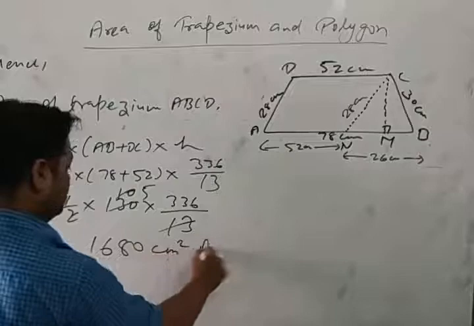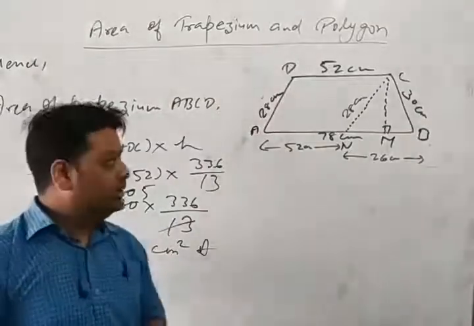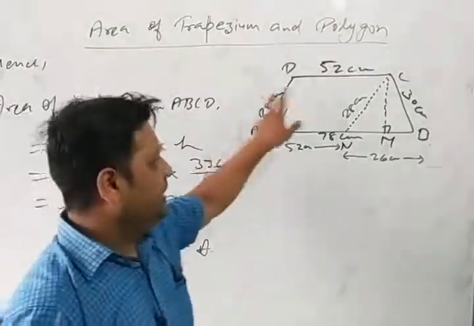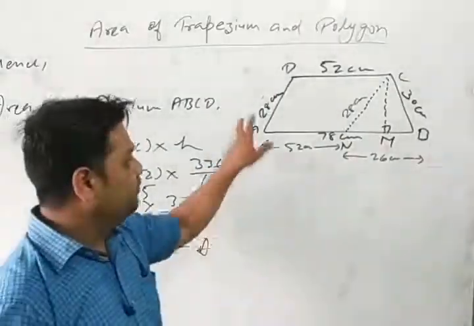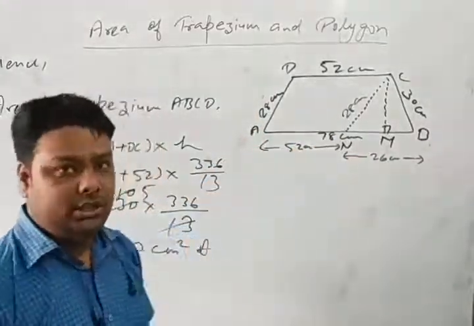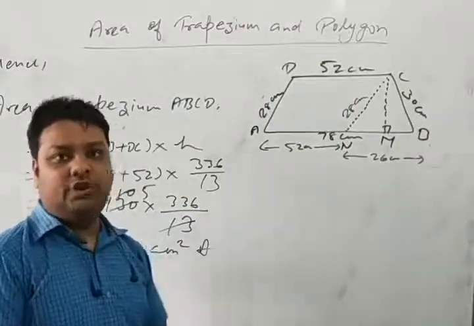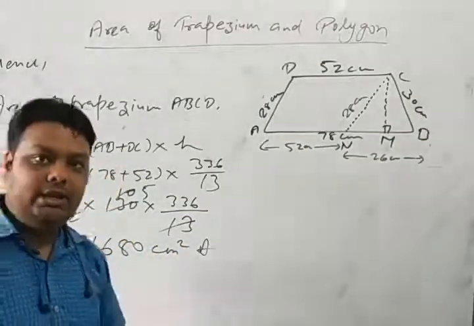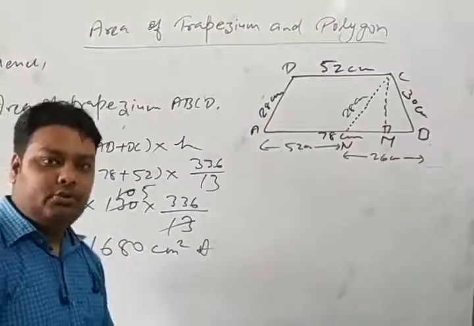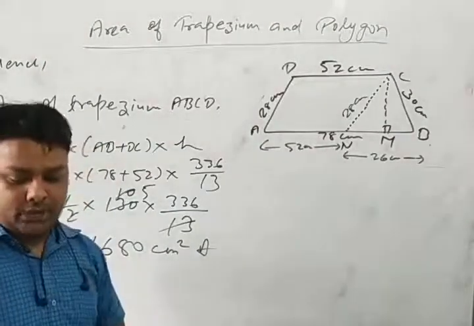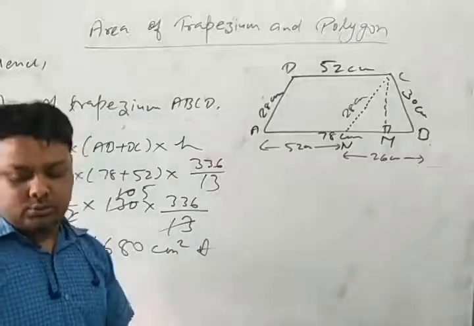centimeter square. So like this, if both non-parallel sides are not equal, then we will use Heron's formula, and if both non-parallel sides are equal, then we will use the Pythagoras theorem to find the height, and after finding the height, we will use the area of trapezium formula to find the area. Okay, I hope that you all have understood. So let's move to the next point.